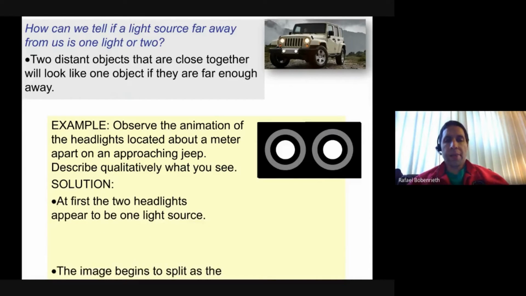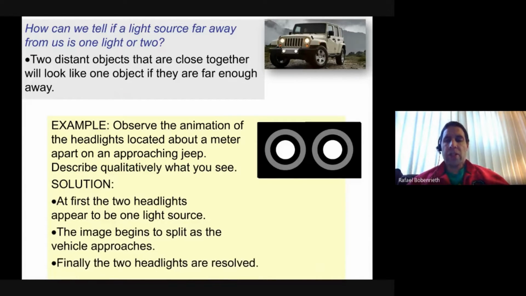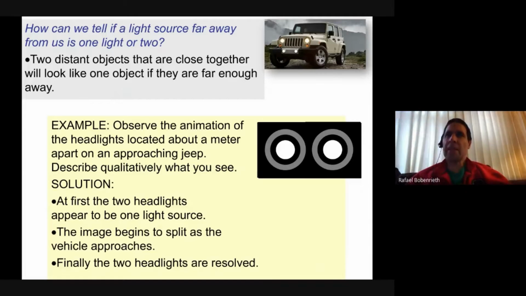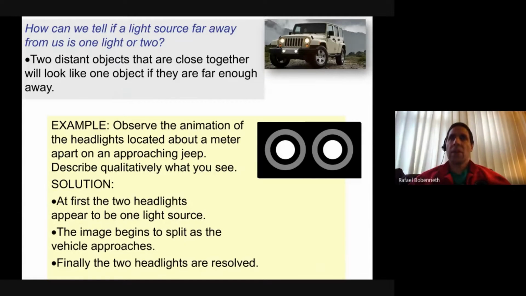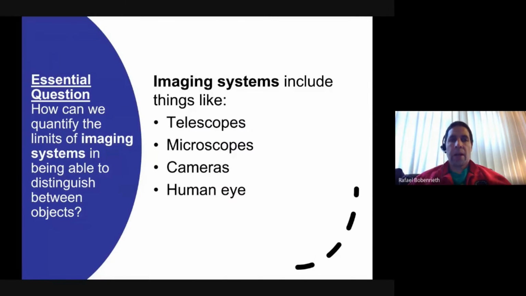So this brings up a question. At what point can any imaging system, and our eye is an imaging system, distinguish between two light sources that are pretty close together? So the essential question again: how can we quantify the limits of imaging systems and being able to distinguish between objects? I just want to emphasize, imaging systems are things like telescopes, microscopes, cameras, and your human eye.